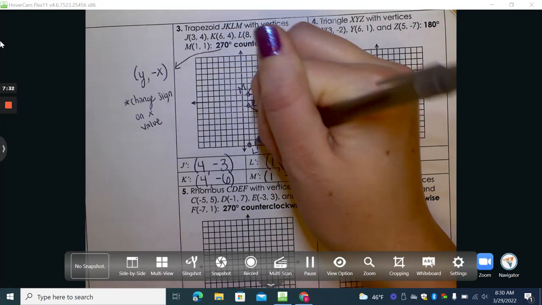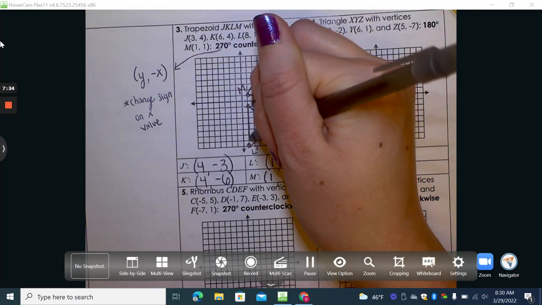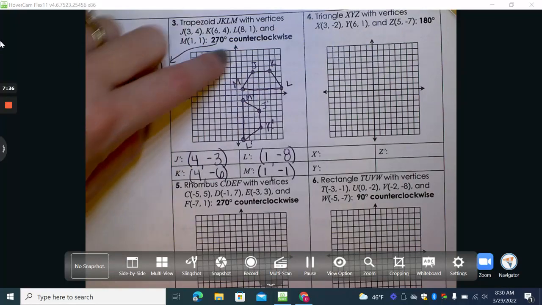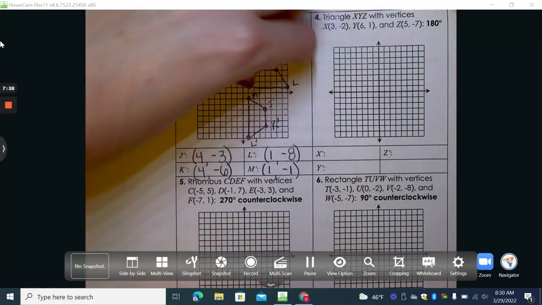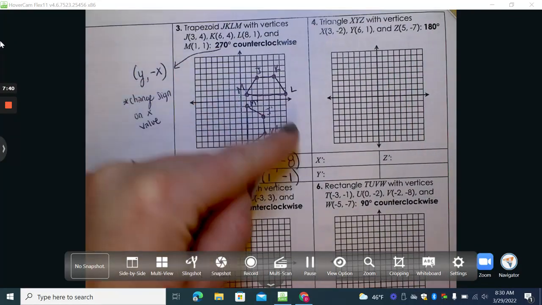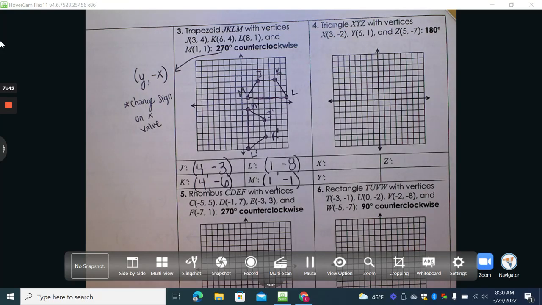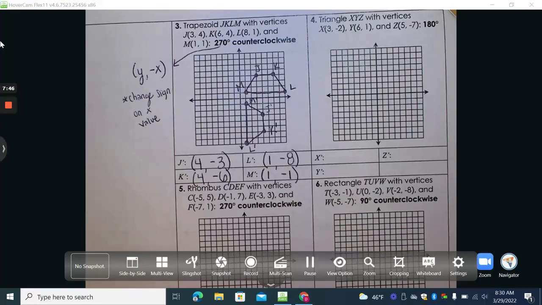And so if you notice, it's definitely not the same direction. It is rotated all the way around. This has turned and turned and turned to now being 270 degrees counterclockwise.